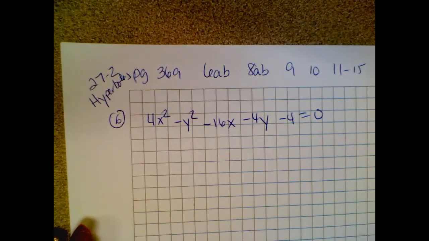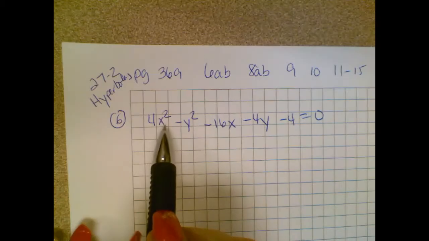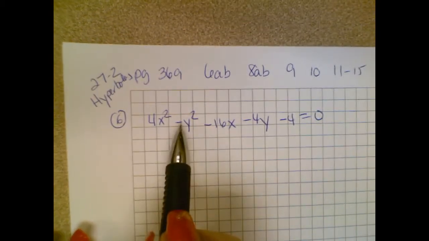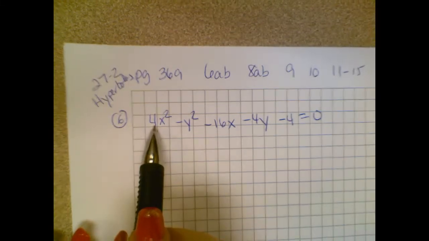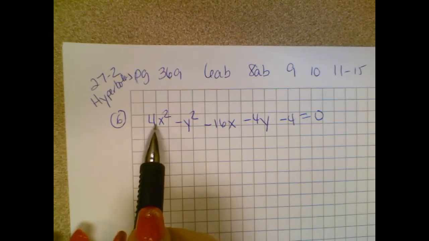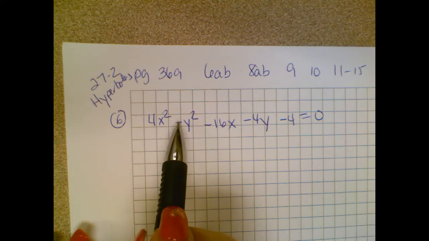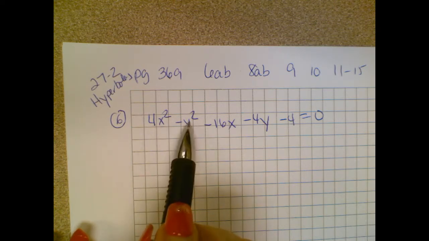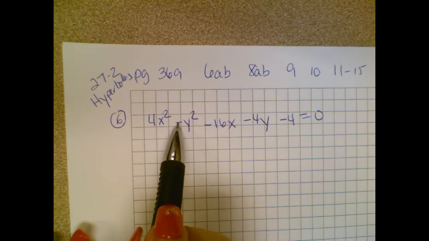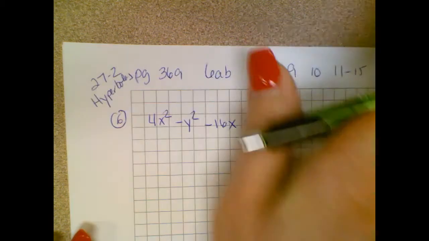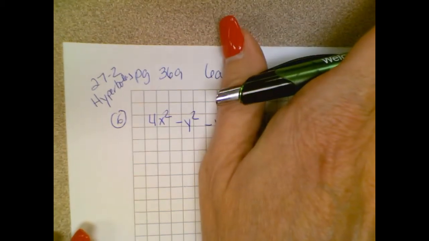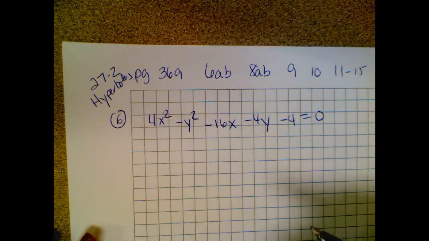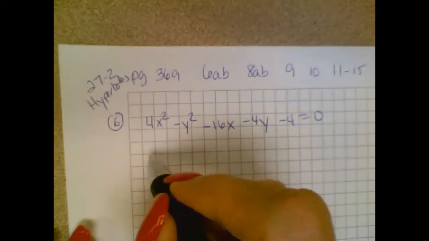So how do I know this is a hyperbola versus an ellipse or a circle? Well, you look at your two squared terms, and if the coefficients are different, then it can't be a circle. And if it's a minus, it's a hyperbola. If that was a plus, this would be an ellipse. So without even looking at anything else, you can tell by the first two terms. So this is a hyperbola, okay?